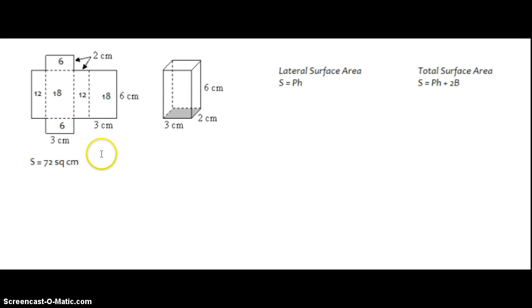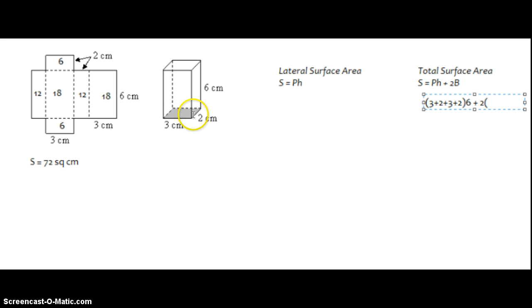Now, that's one way to do it, just to use the net. The other way that we could find the total surface area would be to use our formula. So, the perimeter of the base. Look, we've got 3, 2, 3, and 2. So we have to add 3 plus 2 plus 3 plus 2, all multiplied times the height of the prism. Well, the height of the prism is right here. It's 6. So that gives us the lateral surface area, plus 2 times the area of the base.